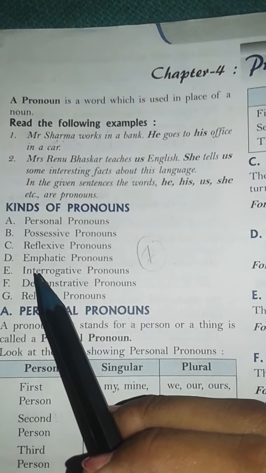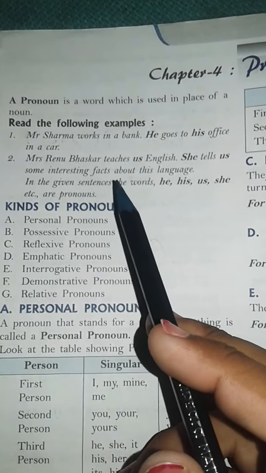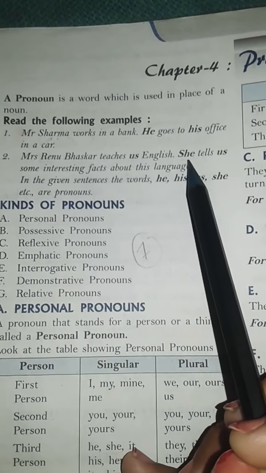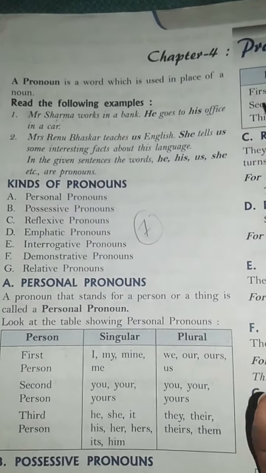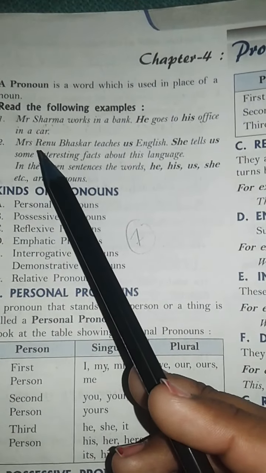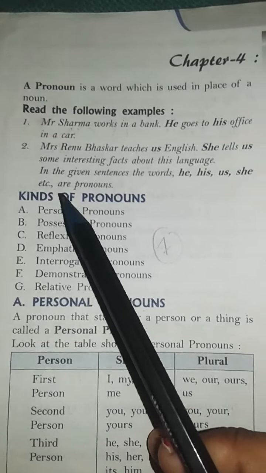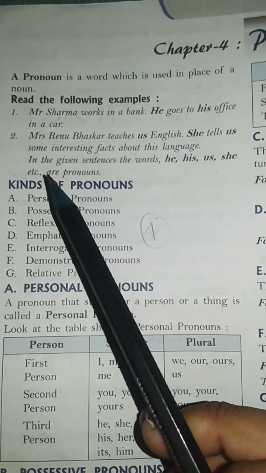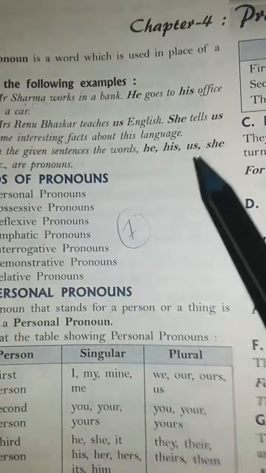Second, Mrs. Renu Mashakar teaches us English. She tells us some interesting facts about this language. Now if we put her name here again, then without writing her name again, we have written a pronoun. In the given sentences, the words like he, his, us, she, etc. are pronouns.